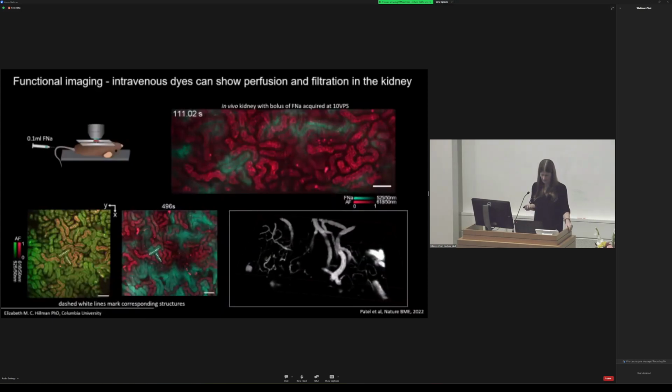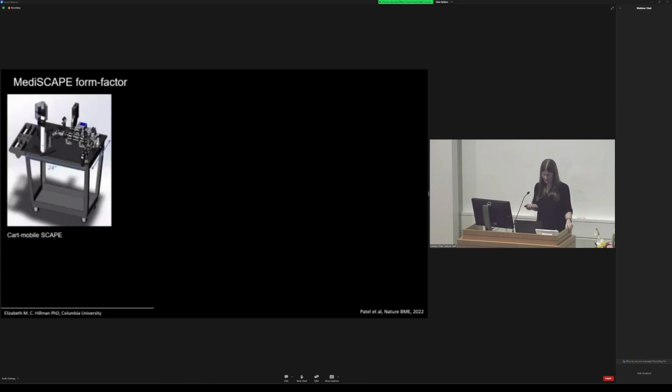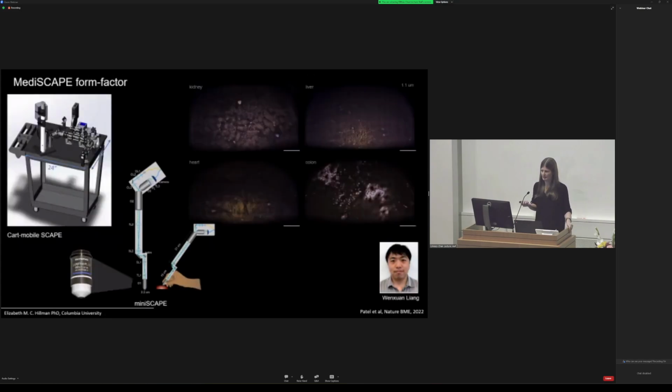So we've done some work on getting this to a smaller form factor, but we would actually really like to get this to the point where it could be a handheld device.